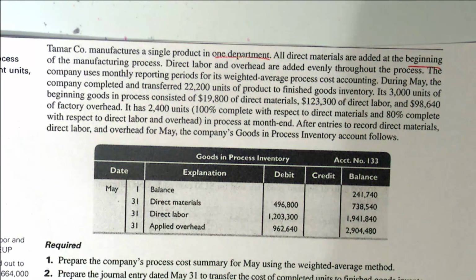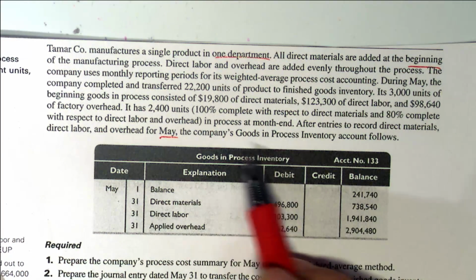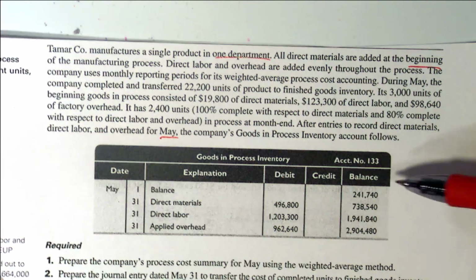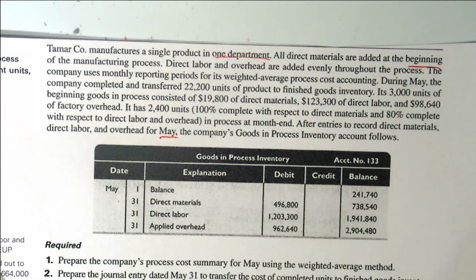After entries to record direct materials, direct labor, and overhead for May, the company's goods in process inventory account follows, right there. They want us to prepare the company's process cost summary for May using the weighted average method, and they want us to prepare the journal entry dated May 31st to transfer the cost of completed units to finished goods inventory. All right, we can do that.